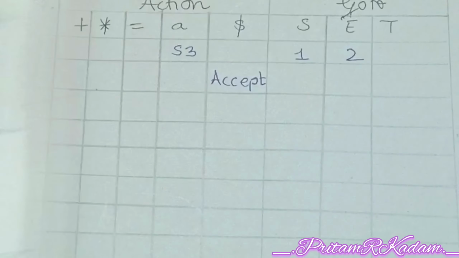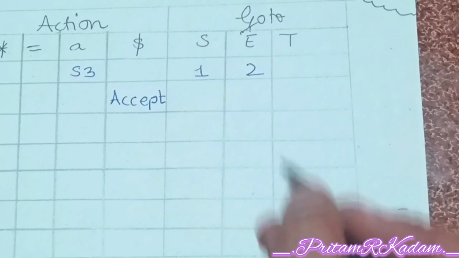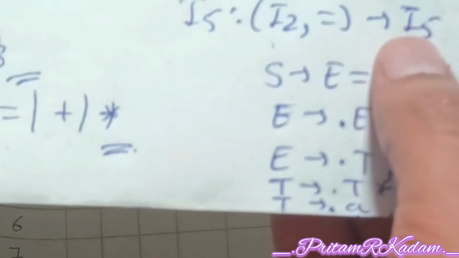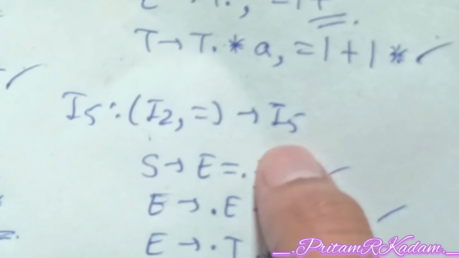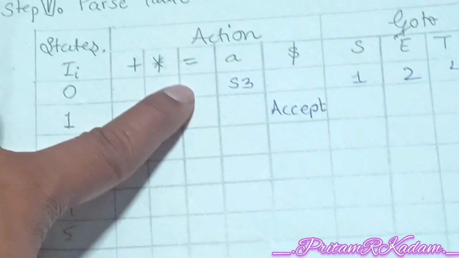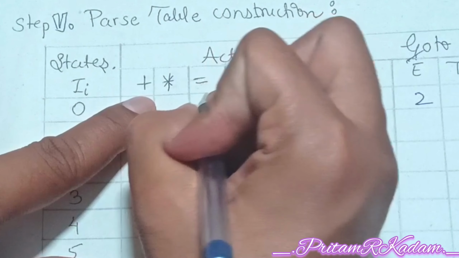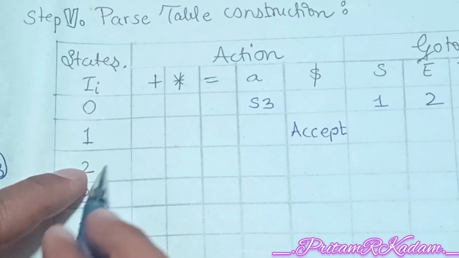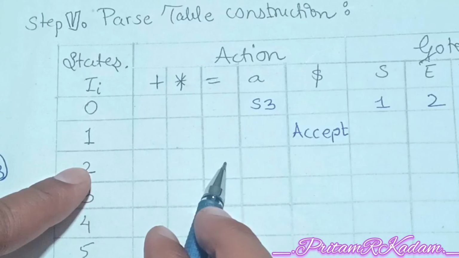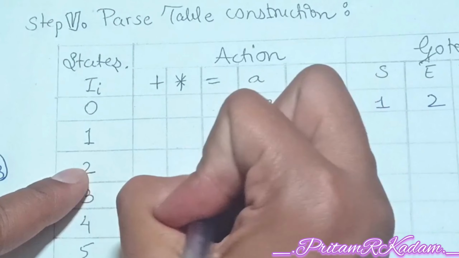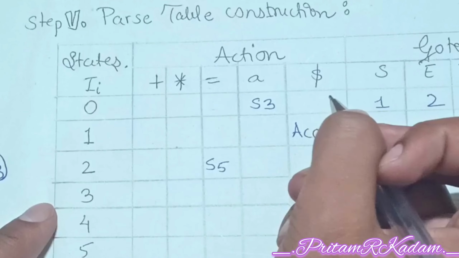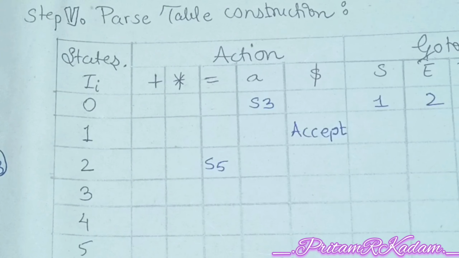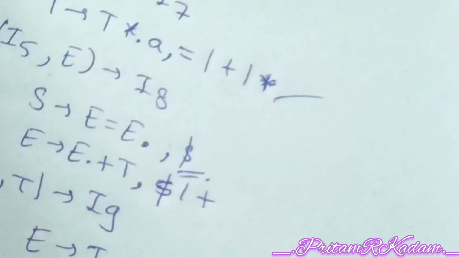Okay, so I0 on capital T goes to I4, so only 4 over here. Okay, so now I2 on equals to goes to I5. So under equals to, in the I2 state I have to write the S5. Okay, so let us write it down. So S5 over here. Okay, so now we have completed for the I2 part when it goes to equals to.